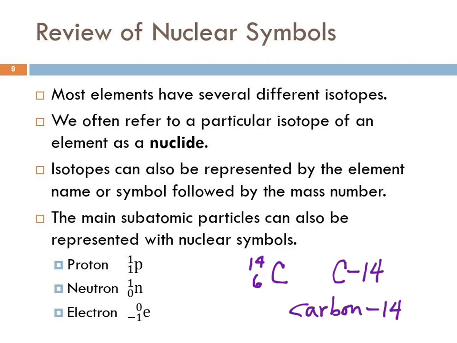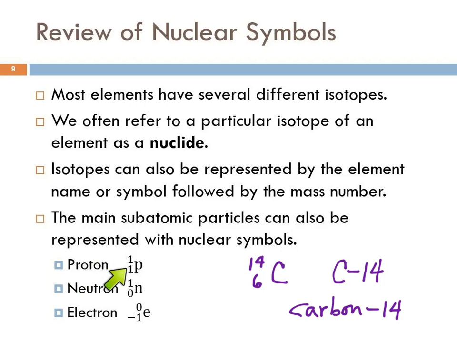And then we've talked about 3 subatomic particles: protons, neutrons, and electrons. These are the main subatomic particles. It turns out there's a lot of others. But these are the main ones that chemists are concerned about. These can also be represented with nuclear symbols. So P for proton, N for neutron, E for electron.